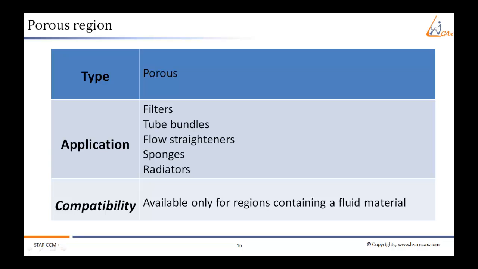Regions that are assigned to gas or liquid continua can be designated with the porous type. The physics models such as flow, energy, and turbulence make the appropriate modeling assumptions which govern porous media flow in these regions. Where should we use porous regions? They are suitable for modeling real-world conditions like filters, tube bundles, flow straighteners, sponges, and radiators. This type is available only for regions containing a fluid material.